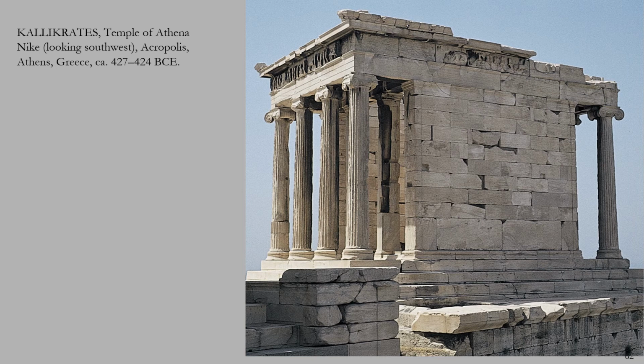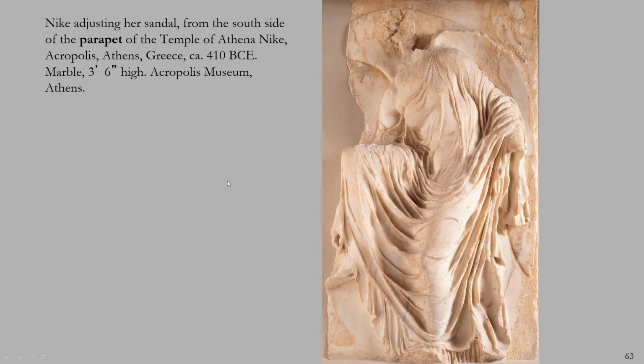This was designed by an architect named Callicrates, whose name you will see over and over and over again. He designed several buildings up here on the Acropolis. This building had a little parapet. A parapet is a little wall around it because it's sort of right on the edge of the Acropolis, and so you don't want to fall off.